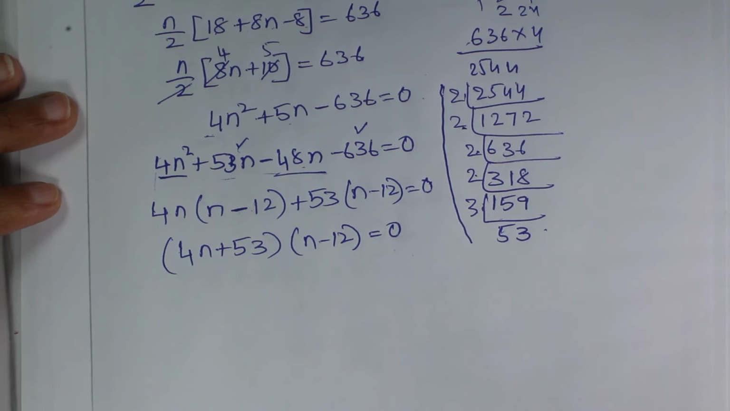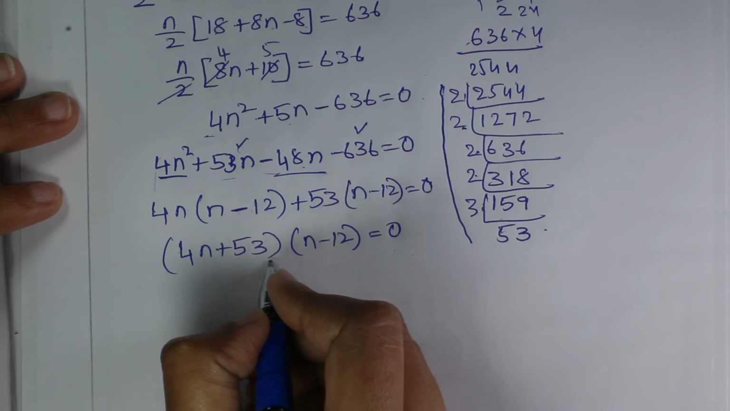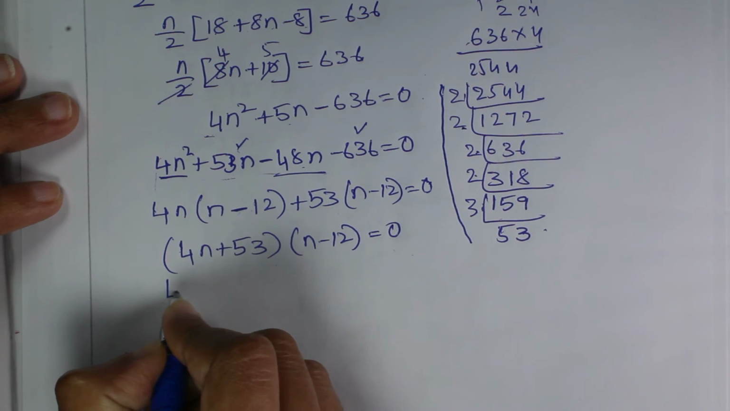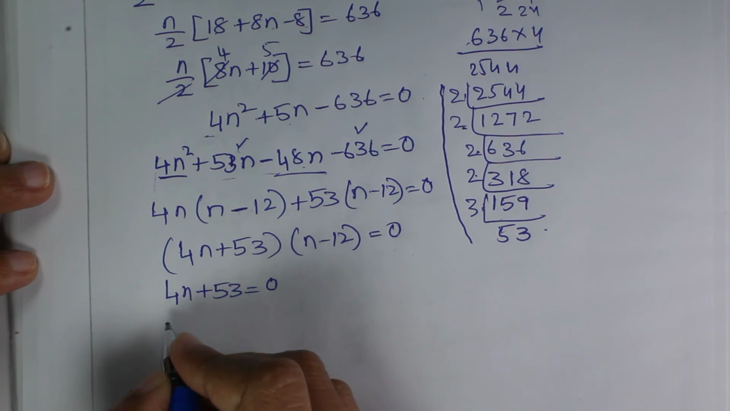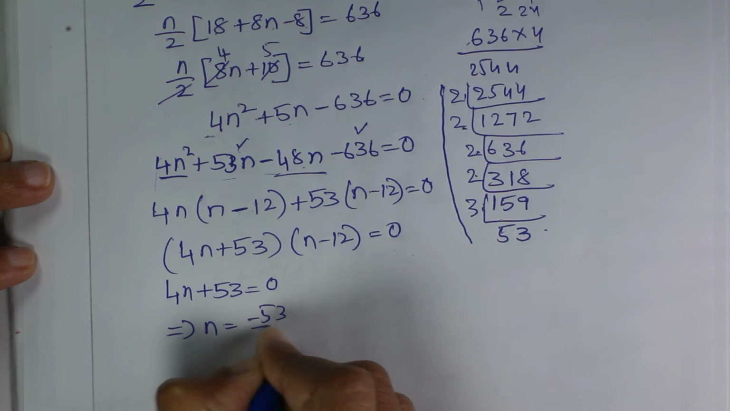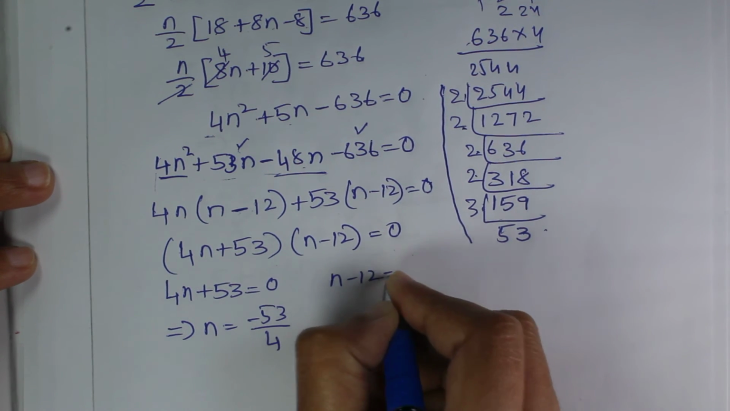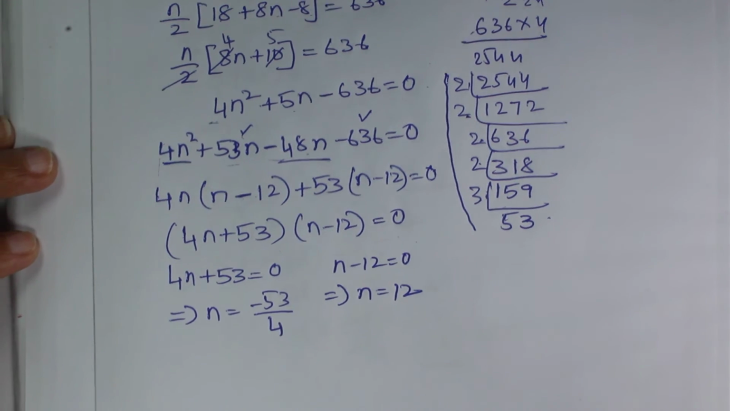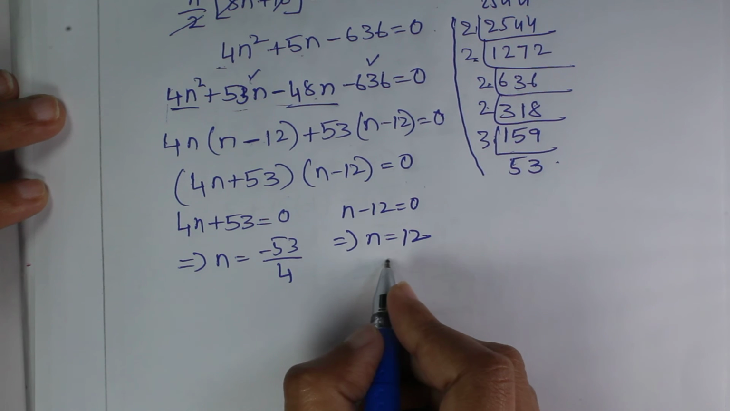Now the product of two terms is 0. So one of these two terms should be 0. So let's assume first 4n plus 53 is equal to 0. That implies n is equal to minus 53 divided by 4. Or let's assume n minus 12 is equal to 0. That implies n is equal to 12. So we got two answers for this equation: n is equal to minus 53 by 4 and n is equal to 12.